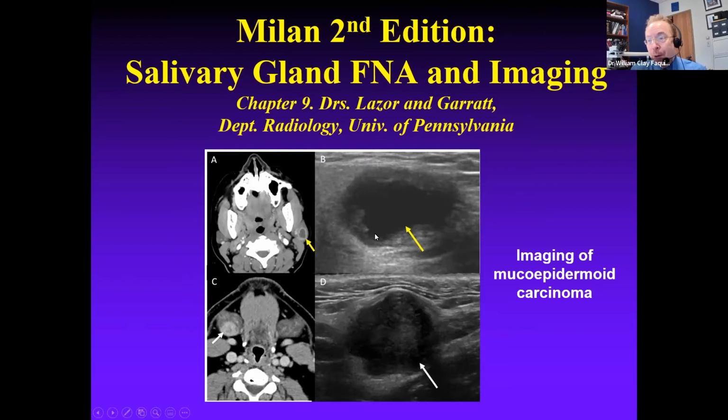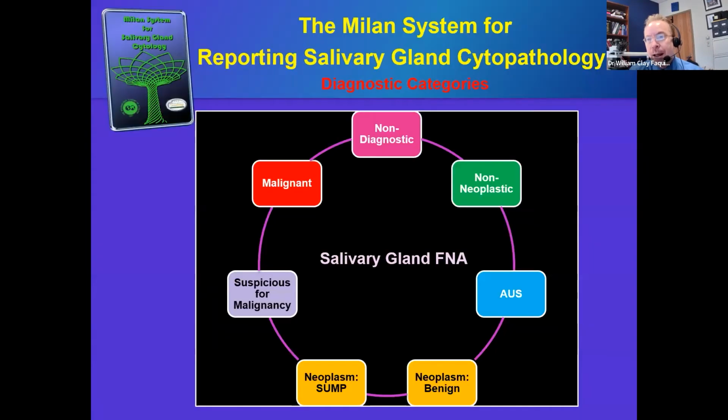This is just an example of imaging of a mucoepidermoid carcinoma, but I think this nice little concise chapter is going to be a very good resource for all of us who are using the Milan Atlas.